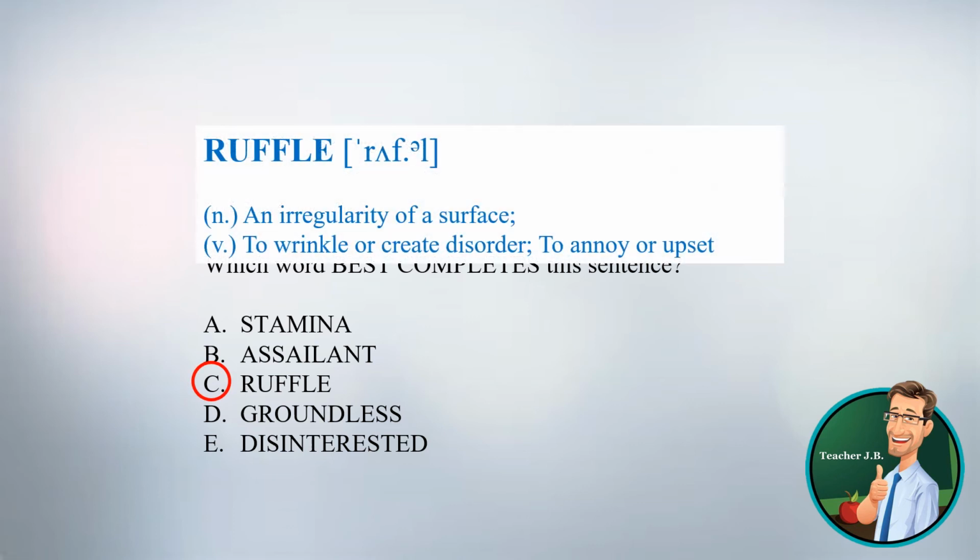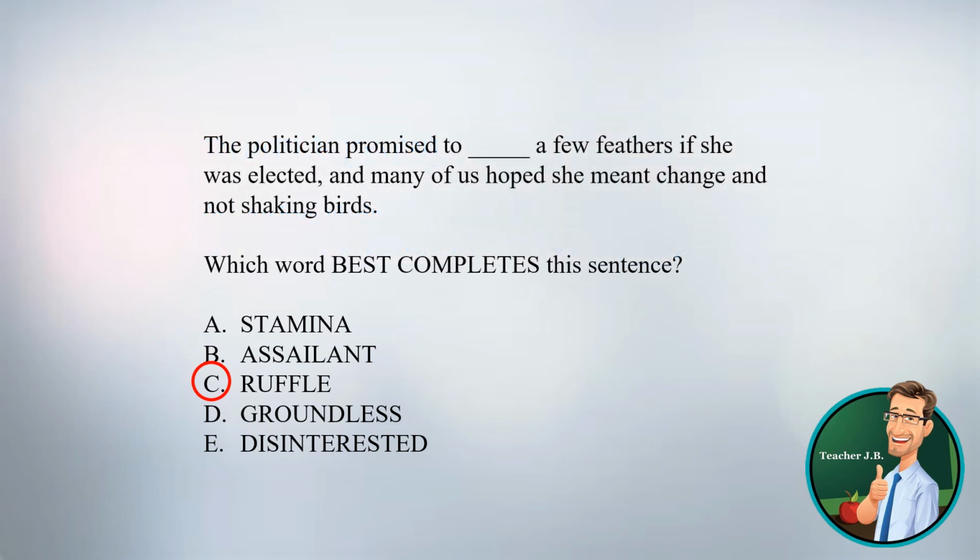Ruffle means an irregularity of the surface, or to wrinkle or create disorder, to annoy or upset. So the sentence is going to be, the politician promised to ruffle a few feathers if she was elected, and many of us hoped she meant change and not shaking birds. So the answer is ruffle.